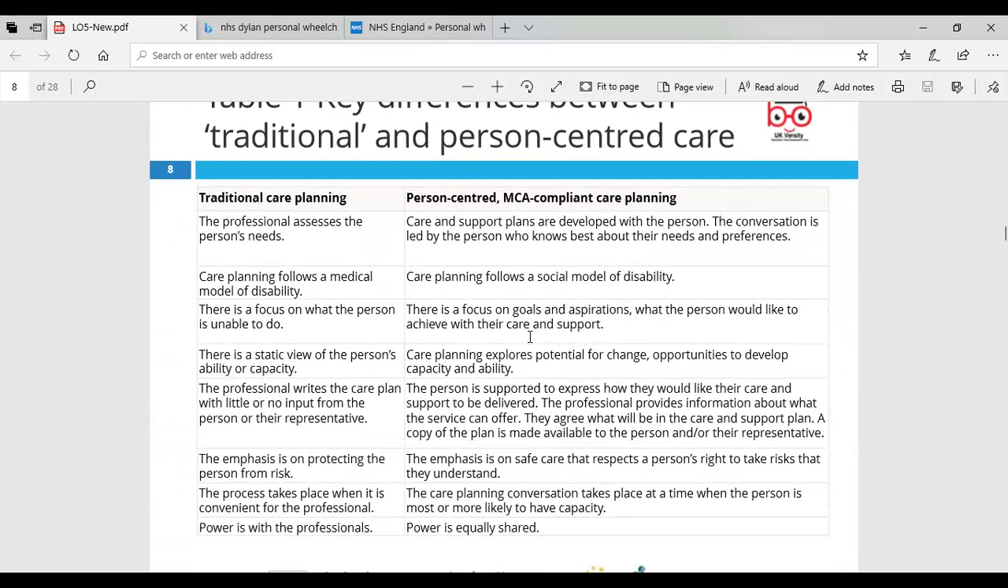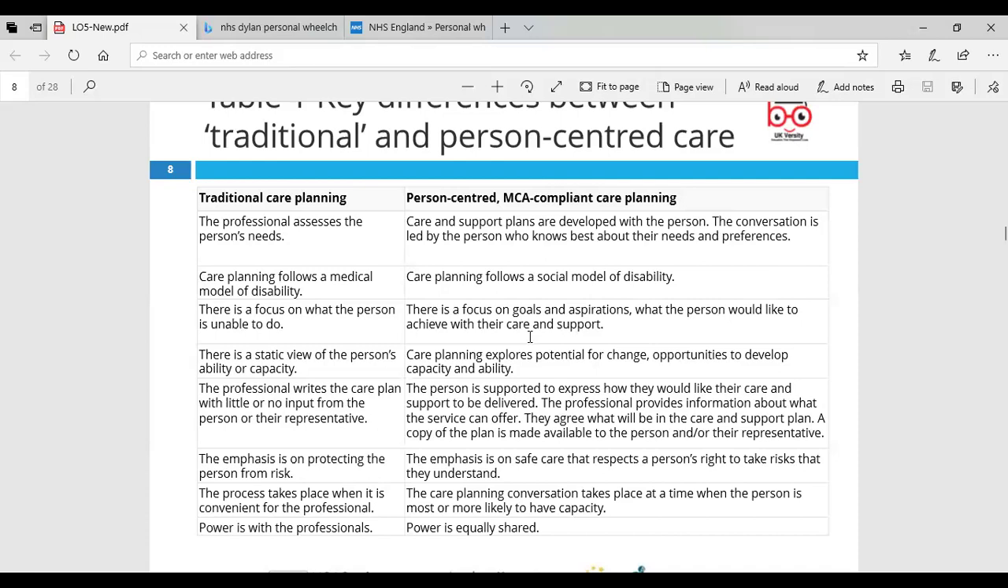In traditional care planning, initially, the professional, it could be the healthcare provider, assessed the person's needs, whereas now care and support plans are developed hand in hand with the person who requires the care. This is also considering Mental Capacity Act compliant care planning. The conversation will include the person who knows best about their needs and preferences, and this will be by consent of that person who needs the care.